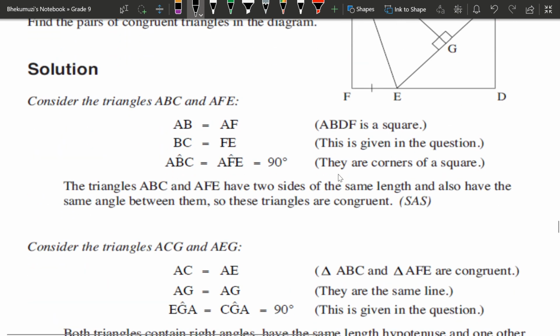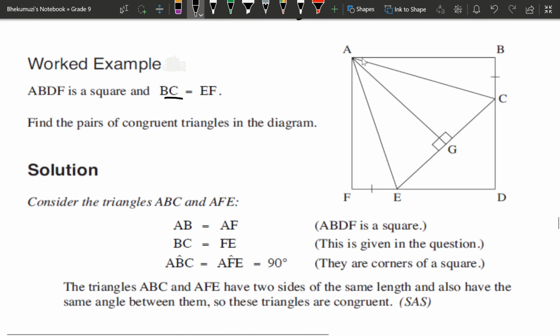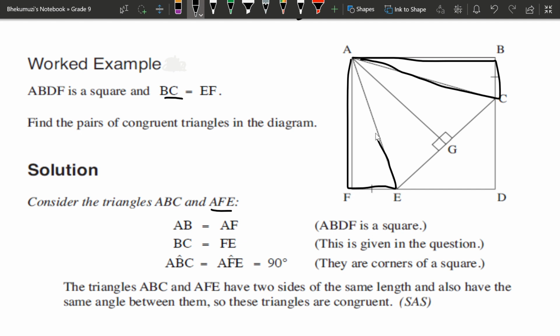So how would we do this? Now we want the pairs of the congruent triangles, right? So we consider first the triangles ABC, right? Where ABC is. So this is ABC. That's the first triangle that we're going to look at. And we compare it to AFE. So this is AFE over there.